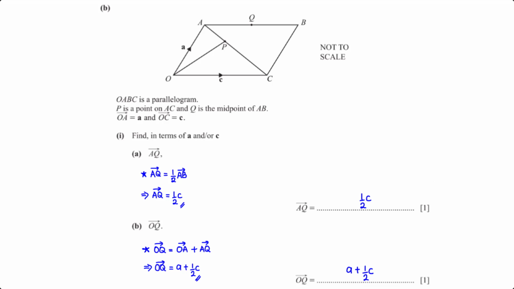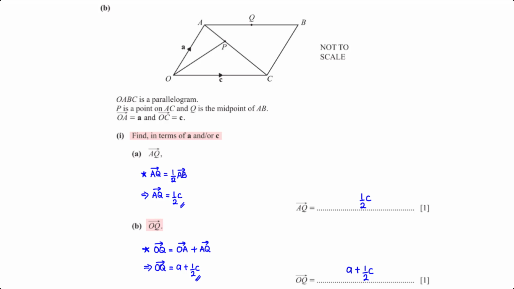OABC is a parallelogram. P is a point on AC and Q is the midpoint of AB. OA is a and OC is c. Find AQ in terms of a and c. AQ is half of AB. AB is c and so AQ is half c.